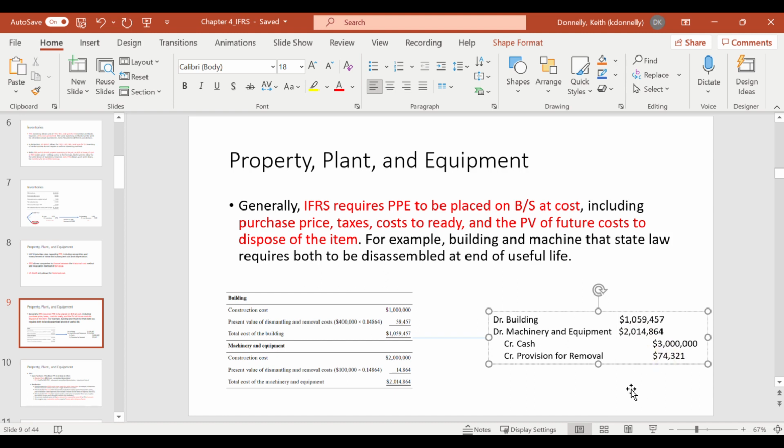We then would have a provision for the removal. It would be $74,000, namely the combination of the 59 and the 14. And in total, the out the door number in this case would be 3 million. So you can see how we populated it there.